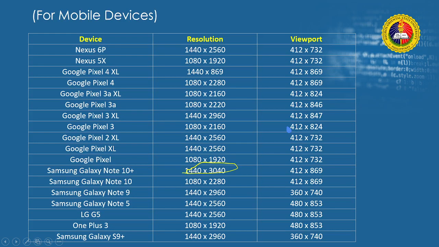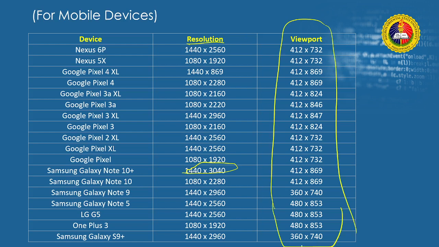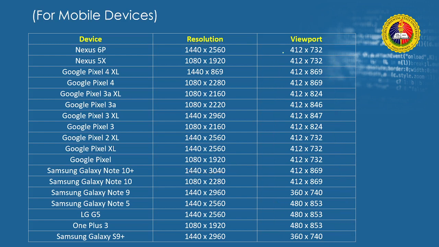All right. So far, we've only talked about resolution here. But as you have noticed, we have a whole column of viewport. And if we're going to compare the viewport of each device, the viewport resolutions are different. They are much smaller than the actual resolution, right? So we have here, for example, Nexus 6P. The resolution is 1440 by 2560, but the viewport is only 412 by 732.